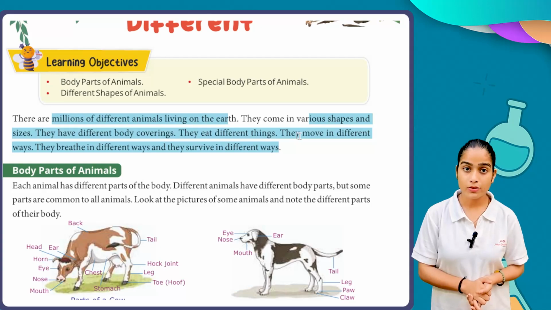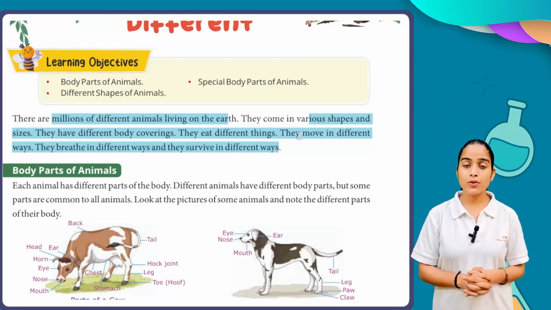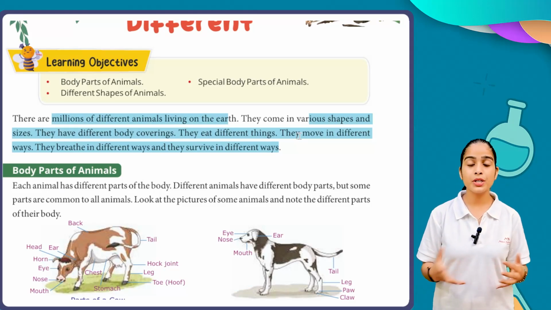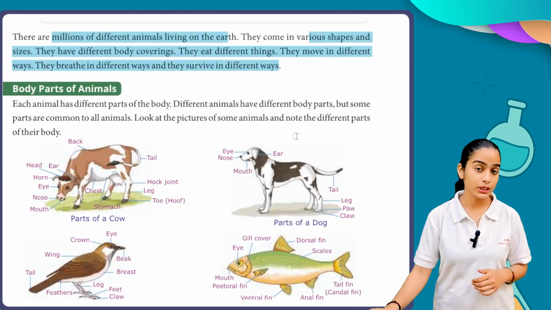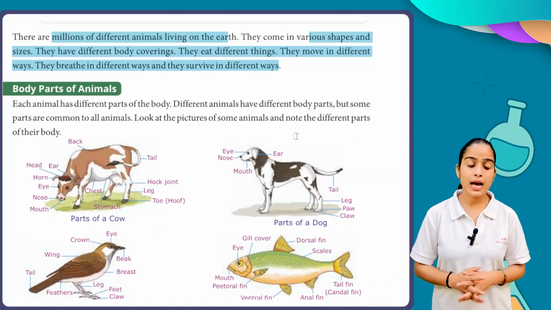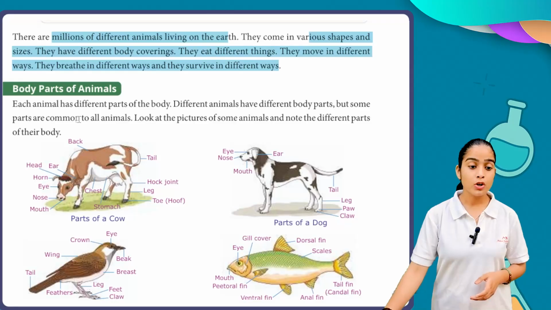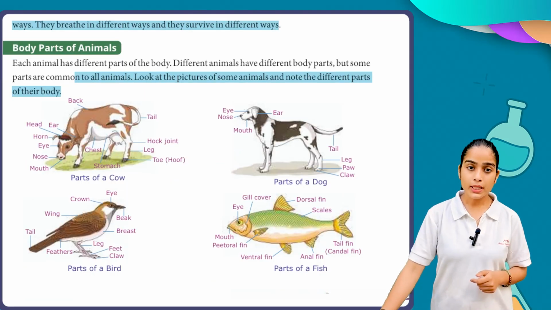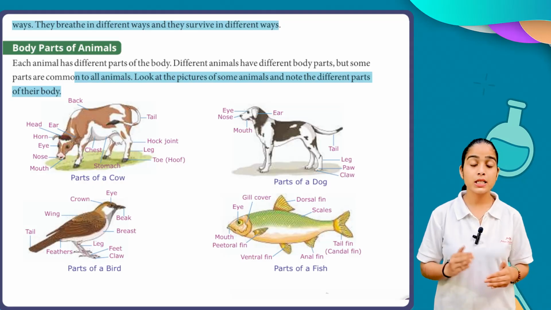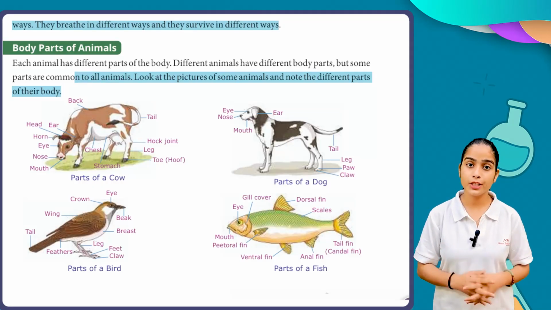Now, body parts of animals. So now we are going to discuss how animals are different from each other on the basis of their body parts. Each animal has different parts of the body. Different animals have different body parts, but some parts are common to all animals. Okay. So look at the pictures of some animals and note the different parts of the body. So first we have to see what different things we have in different animals.